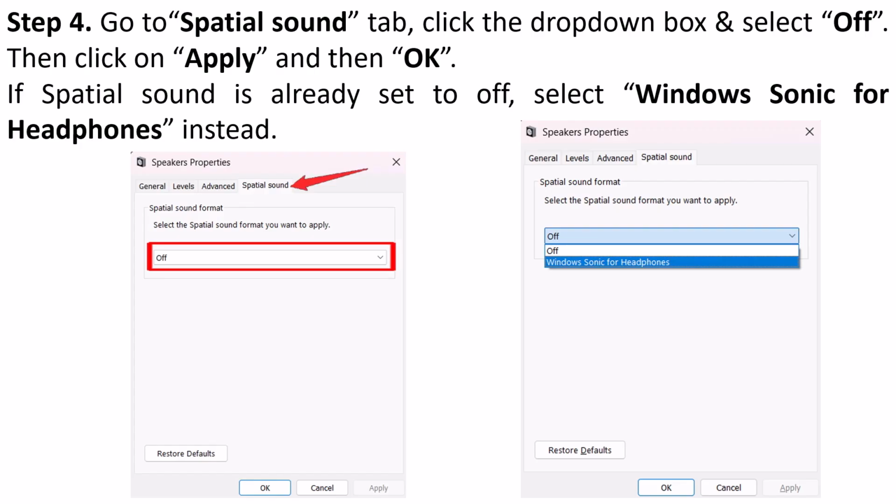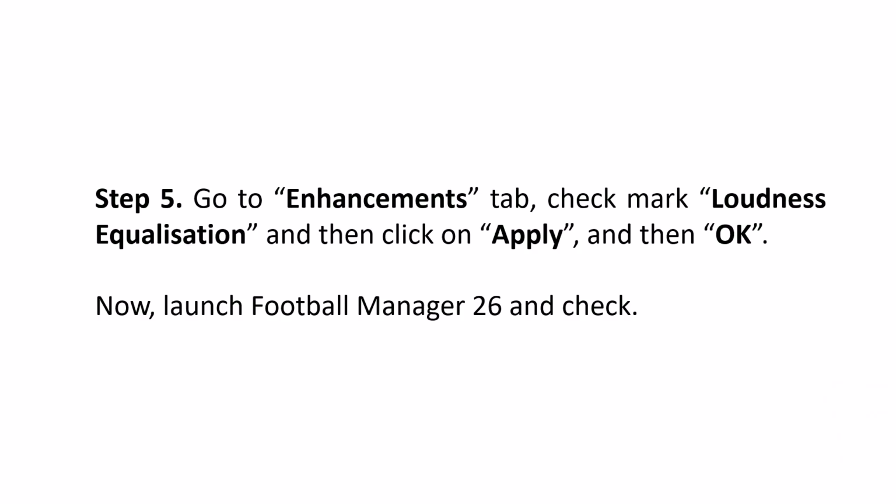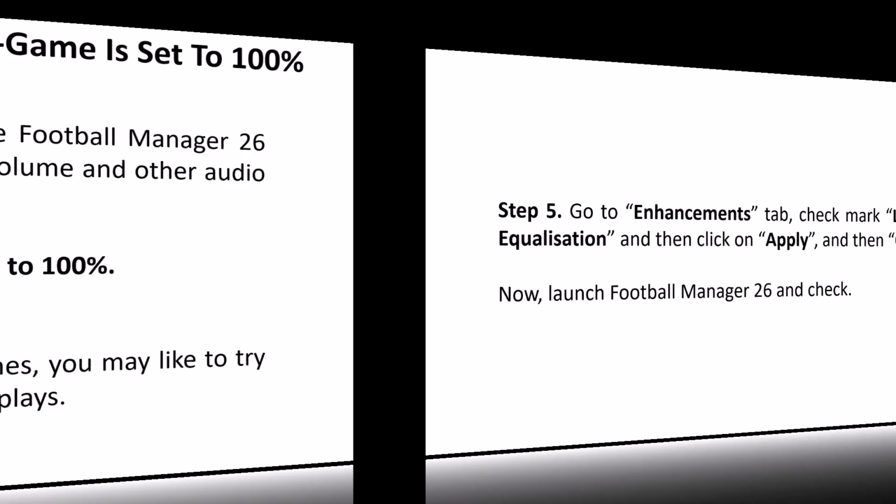then OK. Now if Spatial Sound is already set to off, then select Windows Sonic for headphones instead. Then go to the Enhancements tab, check mark Loudness Equalization and then click on Apply and then OK. Now launch Football Manager 26 and then check if your problem is fixed or not.